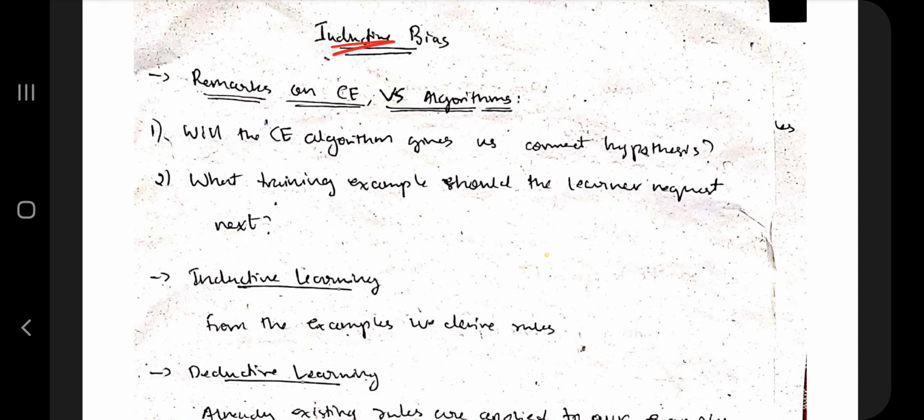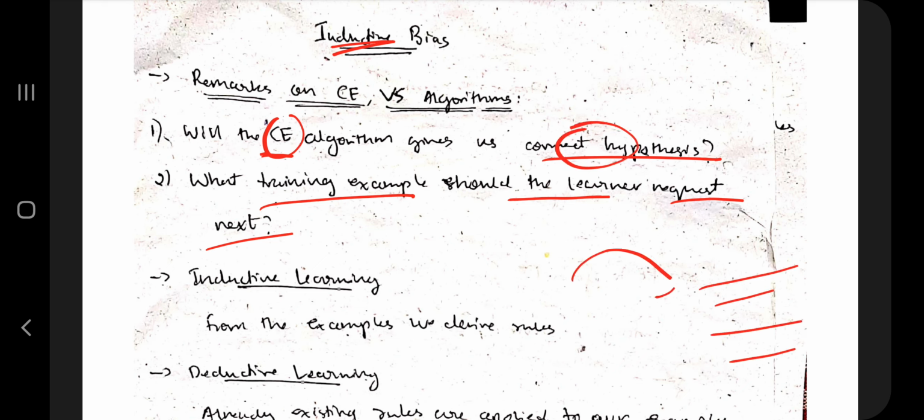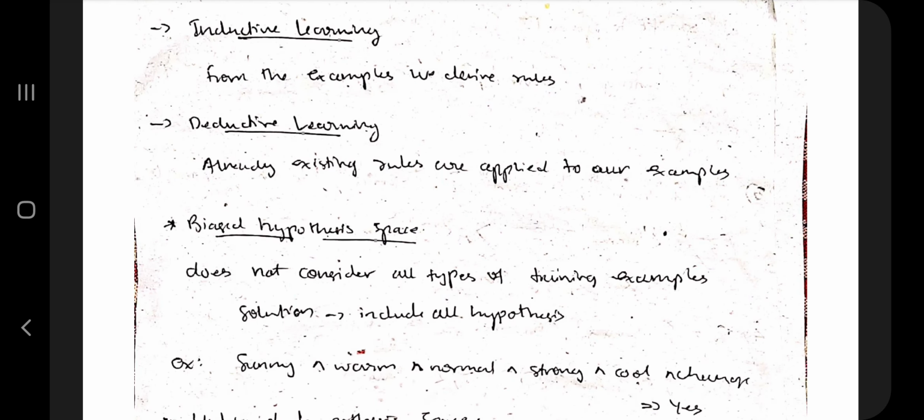And why we are doing this is because the CE, candidate elimination, algorithm does not always give us the correct hypothesis. Does it? The answer is no. What training example should the learner request next? If you have got a correct hypothesis, what should I consider next to get a better hypothesis? For that we'll be using inductive learning.